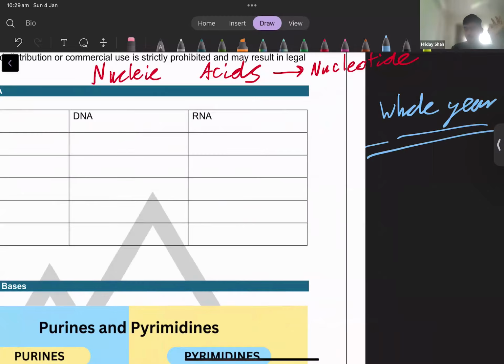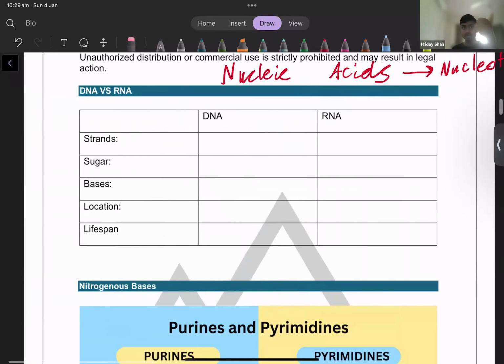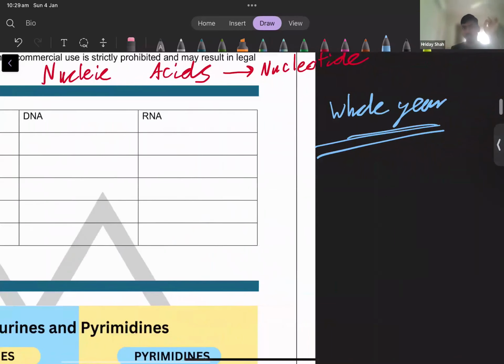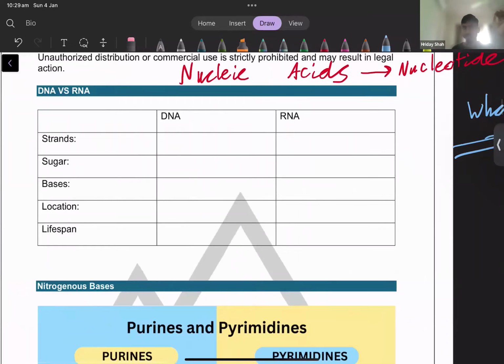right? So every topic, like DNA versus RNA, comes back up in evolution. It comes again in immunology. It comes again when you do cellular respiration. And obviously, it's here in the first topic. So it's a very, very fundamental concept that comes up in every single area of study.